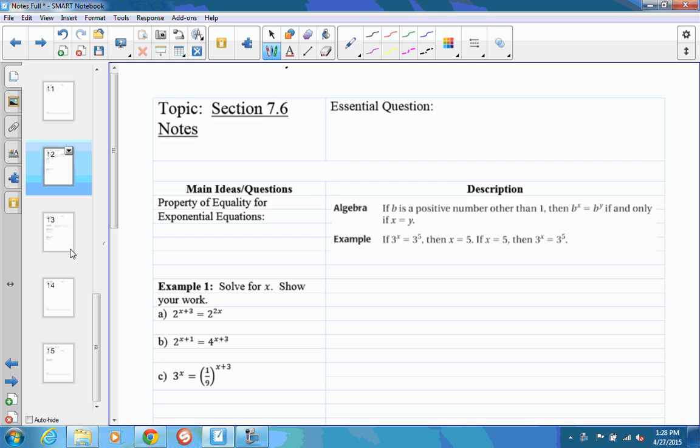Simple question today is very simple. All we're doing, guys, can I solve logarithmic and exponential equations?